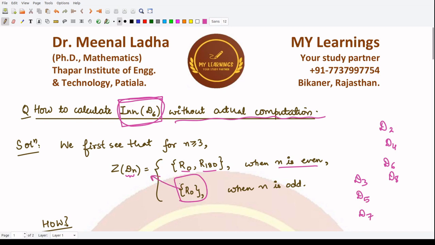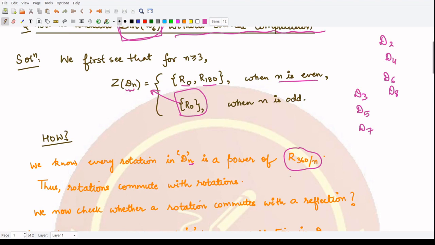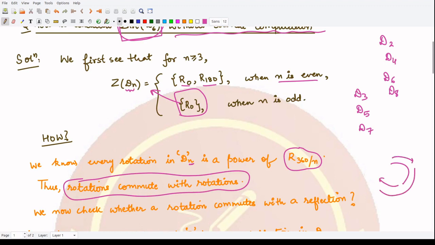So let's first of all see this thing here. Rotations in Dn are represented when you divide 360 by n, the number of sides. So that many rotations you get. Moreover, rotations commute with rotations. If you perform one rotation and then a second rotation, or you perform the second rotation and then the first, both will give you the same result. Therefore they commute with each other.